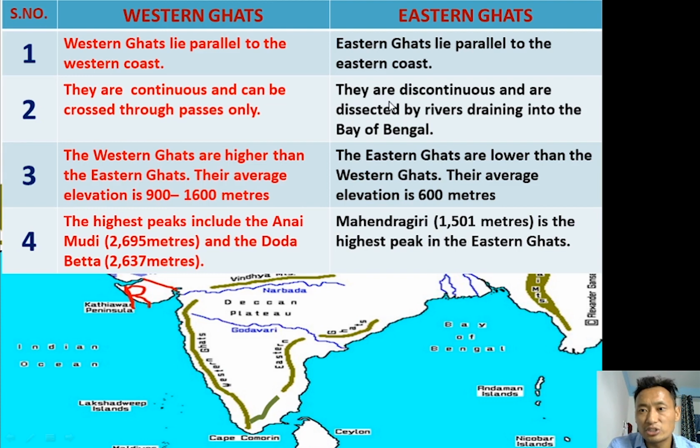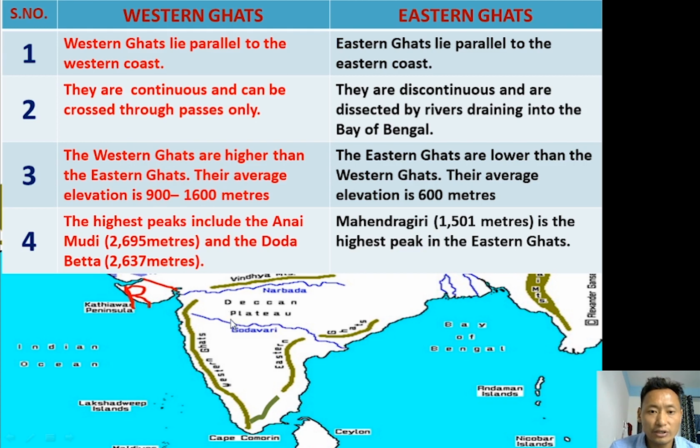Eastern Ghats are discontinuous. As compared to Western Ghats, Eastern Ghats are discontinuous, and they are dissected by rivers. In between these hill ranges, rivers are flowing. Rivers originate from Western Ghats and flow eastwards, and they finally discharge in the Bay of Bengal. So these discontinuous ranges are dissected by rivers, which mostly drain into the Bay of Bengal.